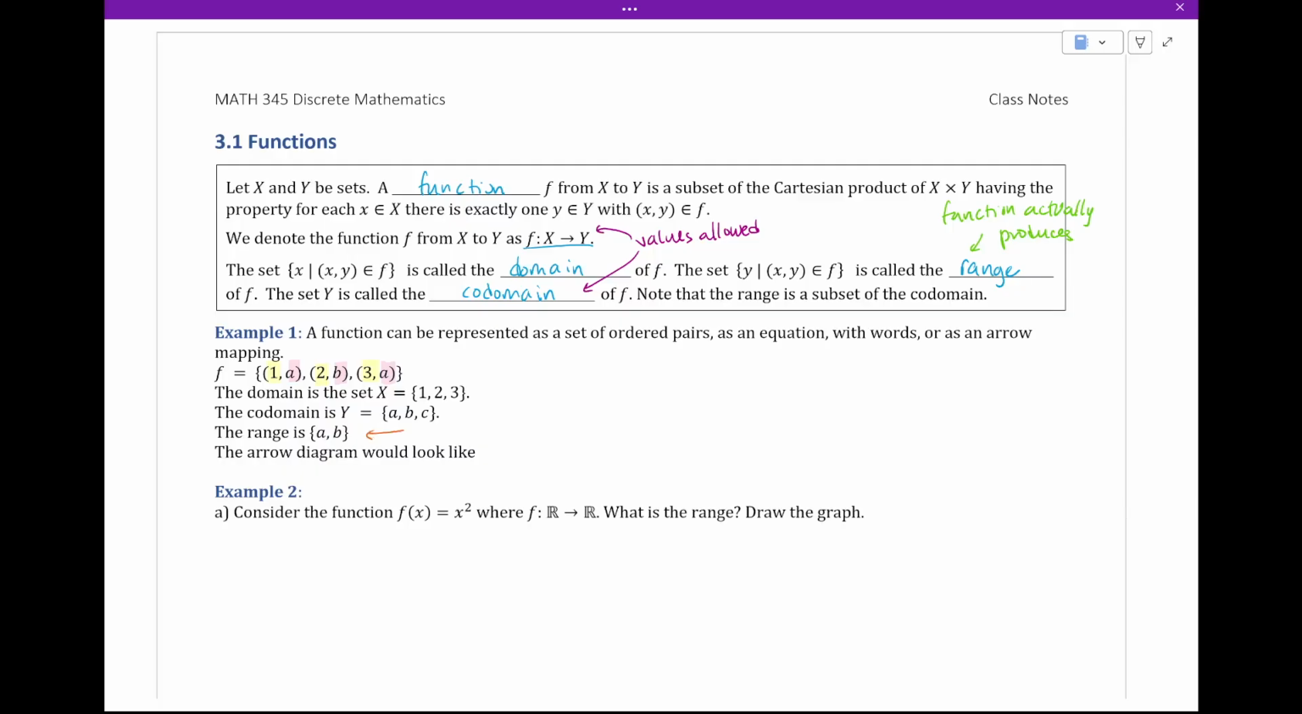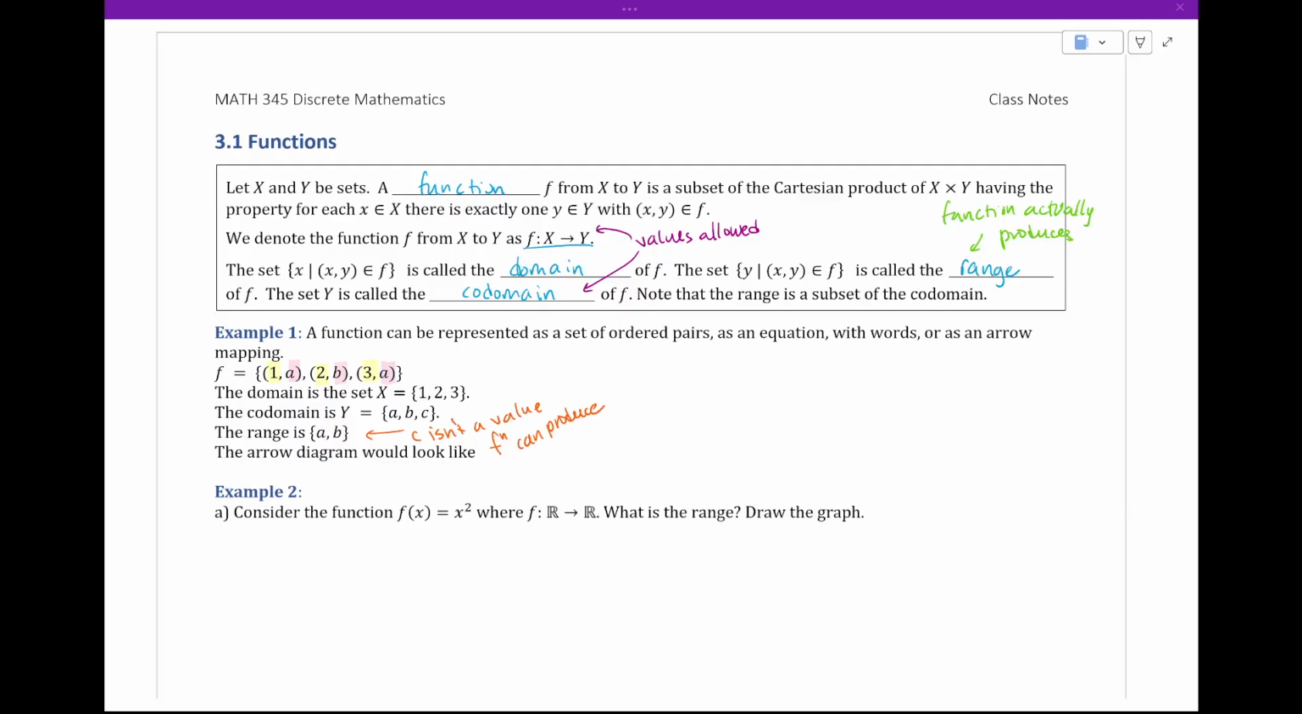So here we see that c isn't a value that our function can produce. It's still part of the codomain. It's in the allowable values, but it's not actually produced by the function.